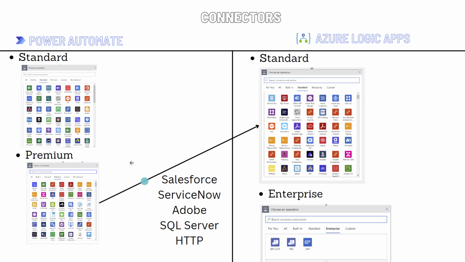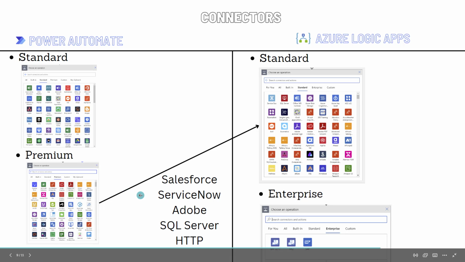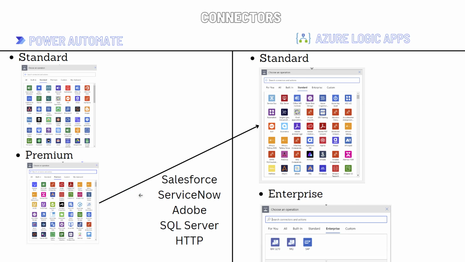So if we think about Power Automate, I've talked already about standard, right? We've got standard connectors. These are generally going to be offered through your M365 subscription and are intended to automate your Office 365 workloads. Premium, this is where we start to get into some of those third-party SaaS connectors, your Salesforce, your ServiceNow, Adobe, and then we've got even first-party things like SQL Server and even HTTP. And so these do require that premium license.